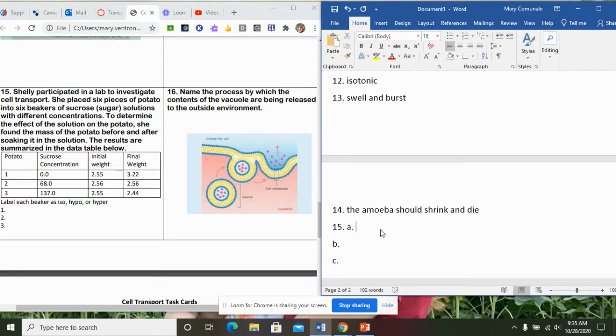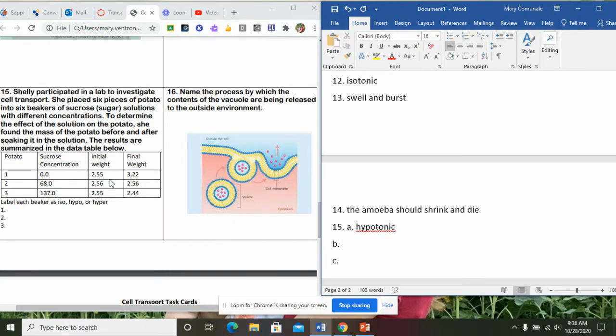So I cut it in half for you. Instead of giving you all 6 potatoes, I just gave you 3, and I want you to label them as either iso, hypo, or hypertonic. So I tell you the sucrose concentration. We start off at 0. Number 2 has 68, and 3 has 137 grams of sucrose. Now the initial weight of the potato is right around 2.55. The final weight is 3.22. So looking at that one, the potato gained weight. So since it gained weight, that would be a hypotonic one.